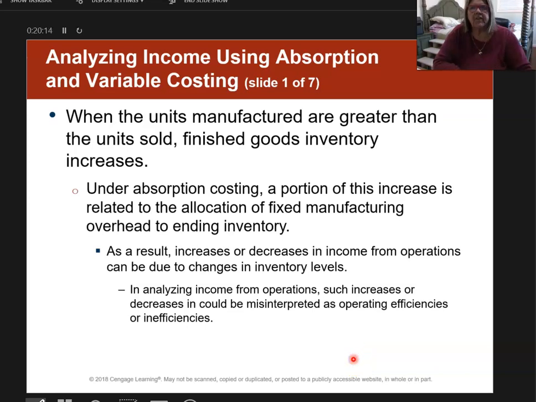Okay, as we start the next video, we just looked at the three scenarios, and this is just a recap of a few things. When units manufactured are greater than units sold, finished goods inventory increases, because basically I made more than I sold, so I'm actually going to have some left on my shelf. This could result in a change to my income from operations due to changes in inventory levels. So just understand, when units made are greater than units sold, I have leftover inventory.